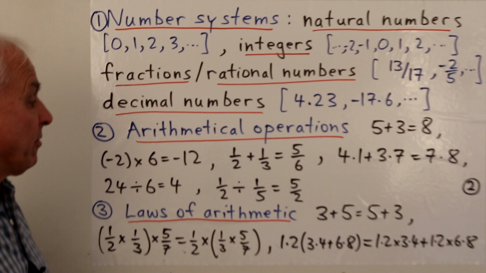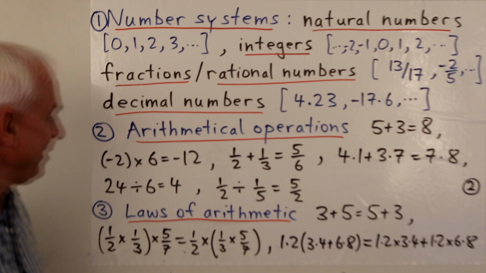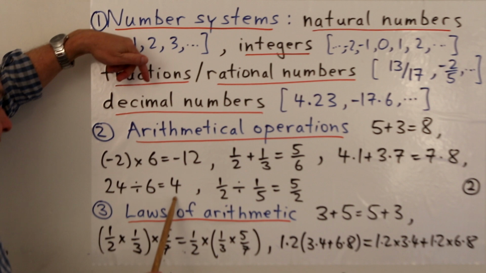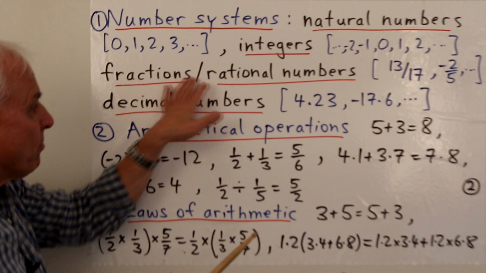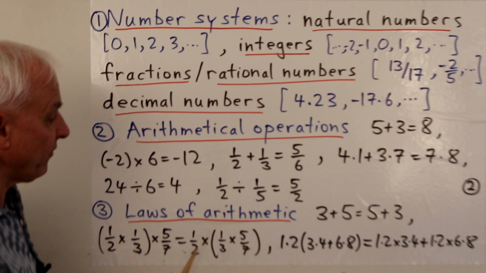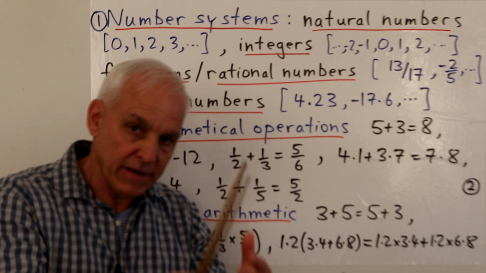Division, usually the most problematic operation. Say in the natural numbers, there's a limited kind of division, like 24 divided by 6 is 4. But in general, if you want to do division uniformly, you have to move to the fractions or rational numbers. So for example, 1/2 divided by 1/5 equals 5/2. So we have these various number systems. There are these standard arithmetical operations.